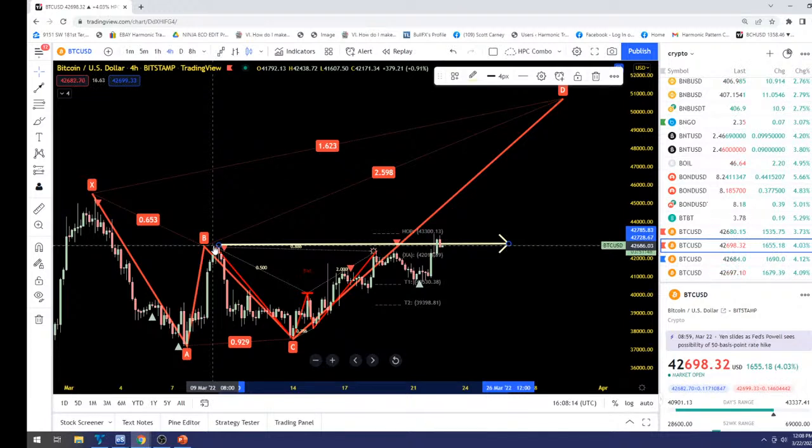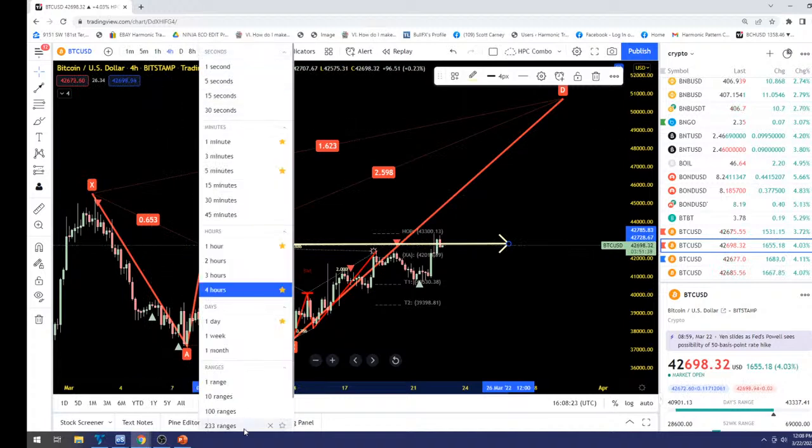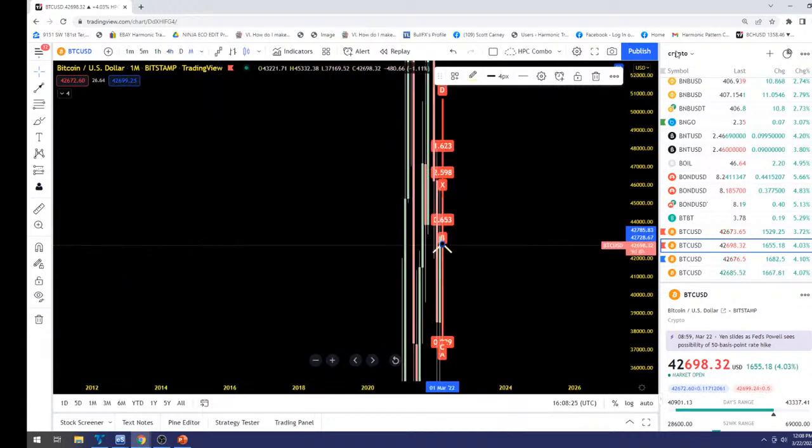Shaping up. It kind of looks like this thing is shaping up for a little recovery rally into the end of the quarter, end of the month, end of the quarter. Look at the individual bar on Bitcoin for the monthly.